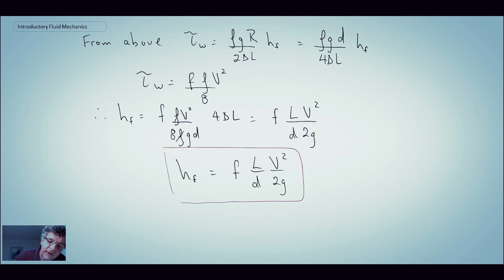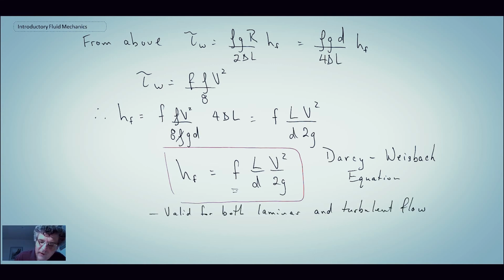And this is an equation that relates the head loss that we have in our energy equation to this yet to be determined friction factor. And this is known as the Darcy-Weisbach equation. And a few comments about this equation. We see it's valid for either laminar or turbulent. There is nothing in the derivation that we did that would assume one or the other.